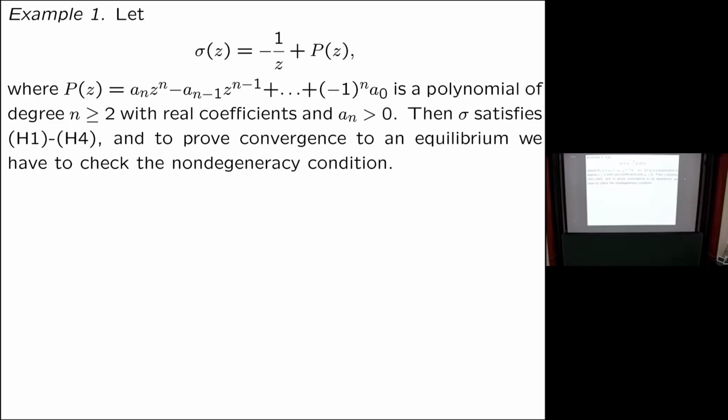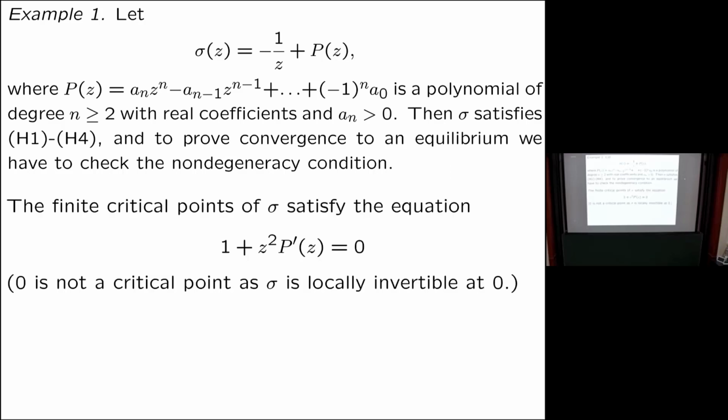Here's the first one. Sigma of z is -1 over z plus p of z. P of z is a real polynomial of degree n bigger or equal to 2. Its first coefficient is strictly positive. And then you check that this satisfies all the hypotheses H1 to H4. So you can see that it goes to -infinity as z goes to 0, for example, and it goes to infinity as z goes to infinity along the real axis. And so to prove convergence to equilibrium, you have to check the non-degeneracy condition.